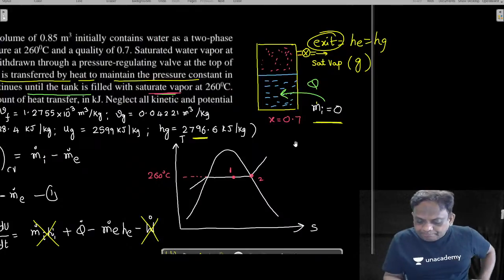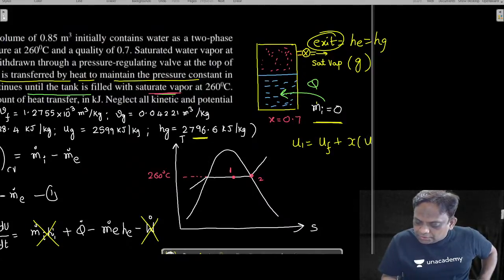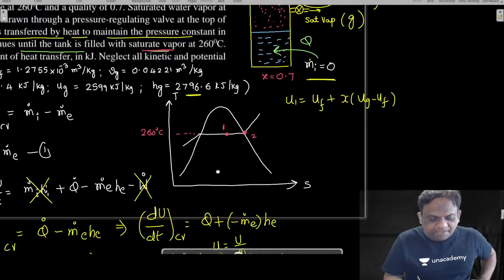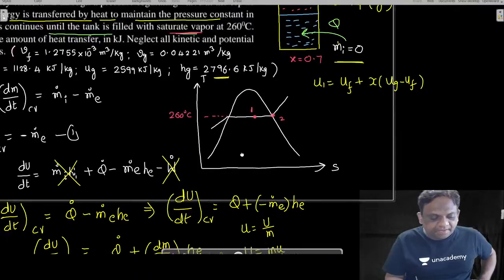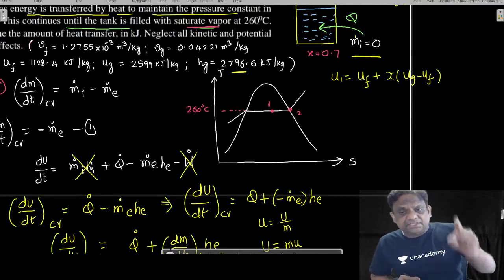I will write U1 as UF plus X into UG minus UF. Why is this equation written by your teacher? Can you tell me why this equation is written? Because initially it is in wet region.